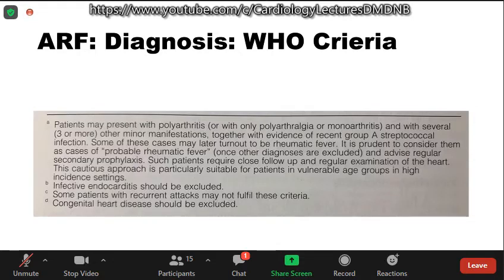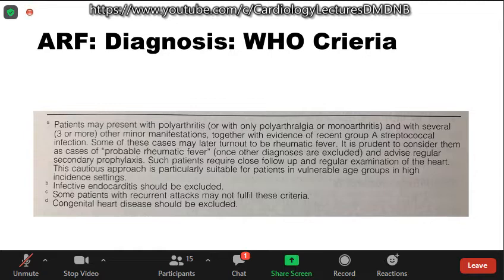Patients may present with polyarthritis or with only polyarthralgia or monoarthritis. This is a WHO recommendation, along with three or more other minor manifestations, together with evidence of recent group A streptococcal infection. So the patient can have evidence of a recent streptococcal infection. They can have minor criteria like arthralgia, or they may have fever, high ESR. So three or four criteria may be satisfied. So there is every possibility that you are dealing with a case of acute rheumatic fever.